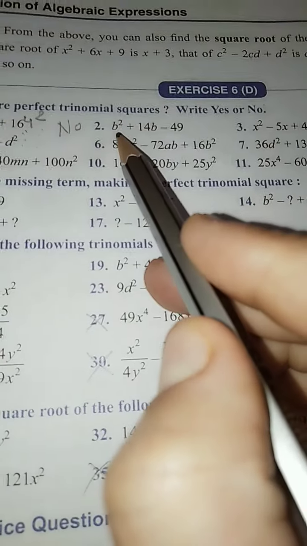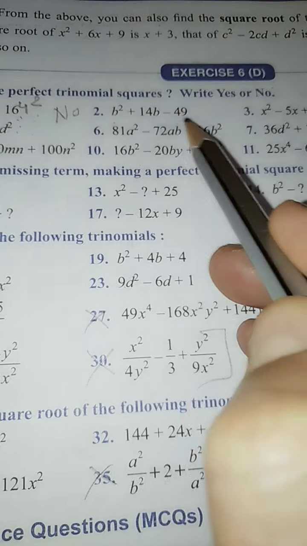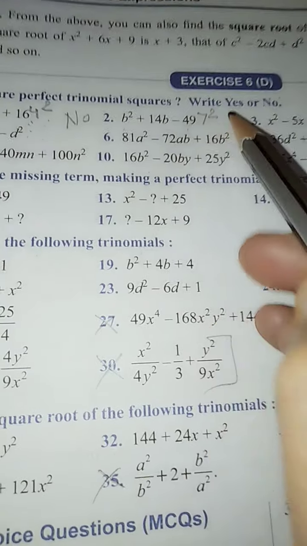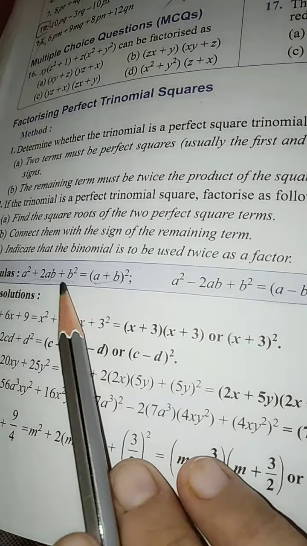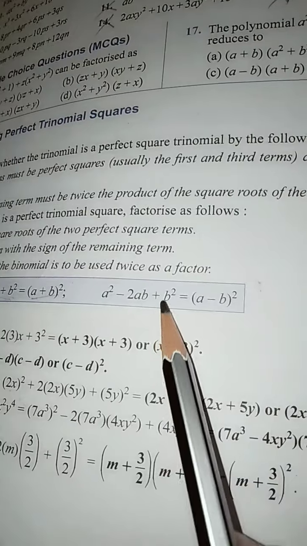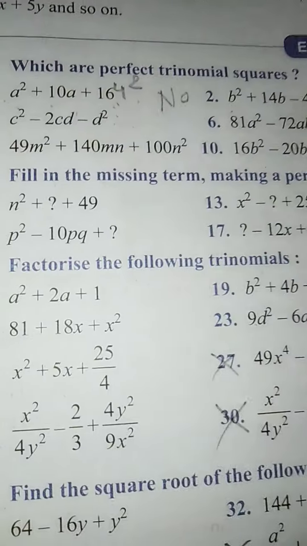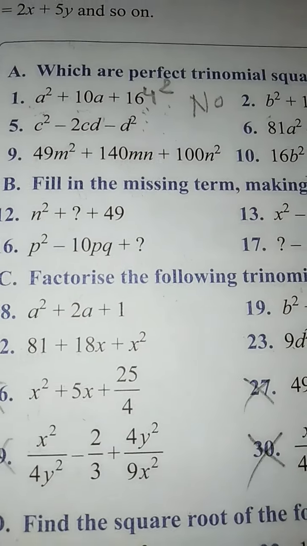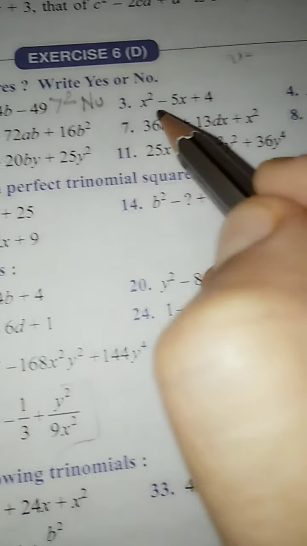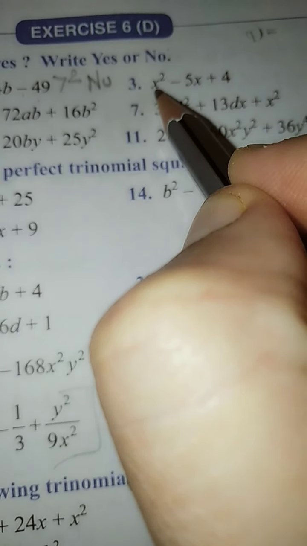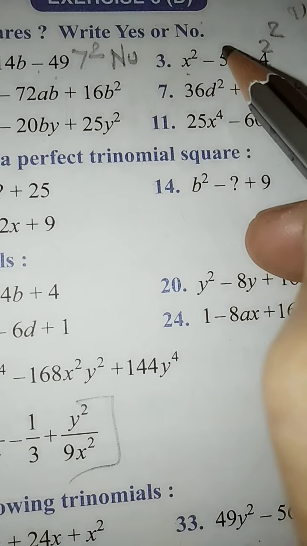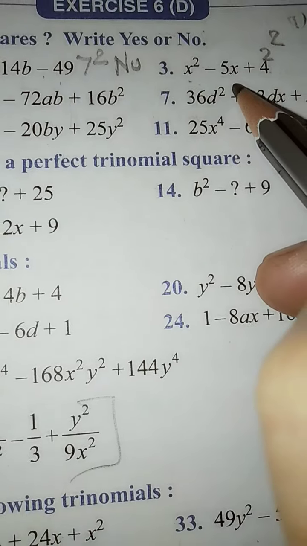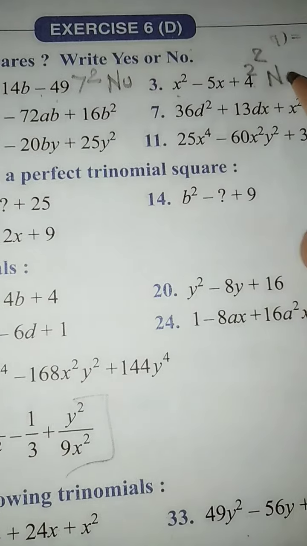Now let us see the second one. Here the first term is a perfect square, b square. The last is 49, that is 7 square. But here you can see it is minus. In these identities, b square is never negative, so it is not a perfect square. Now here x square is a square term, 4 is 2 square, so the middle term should be 2ab, that is 2 into 2 into x, that is 4x, but here it is 5x, so it is again not a perfect square.